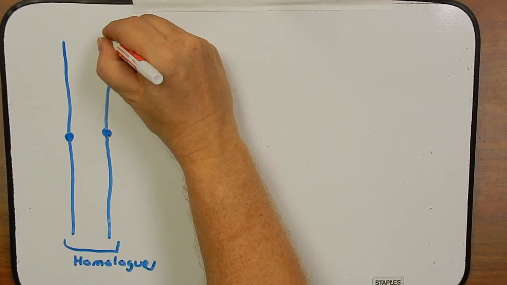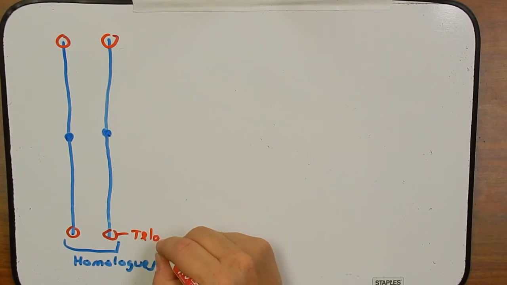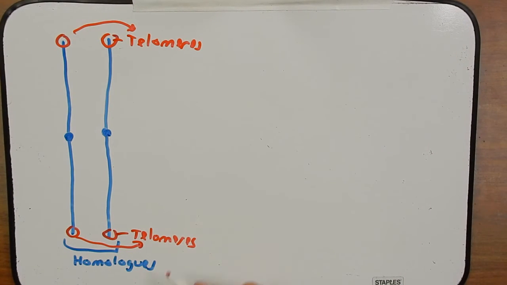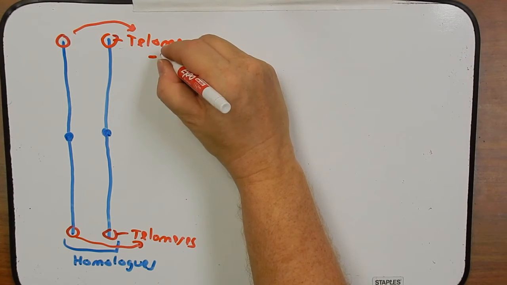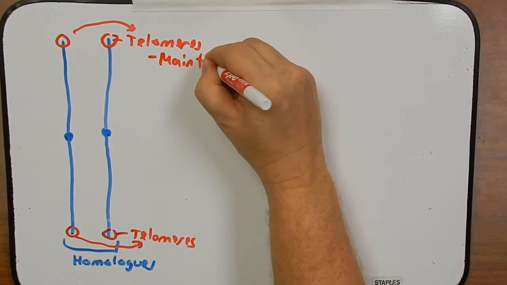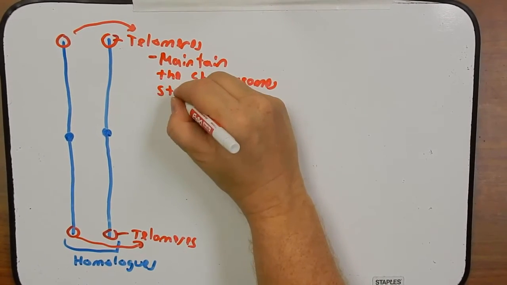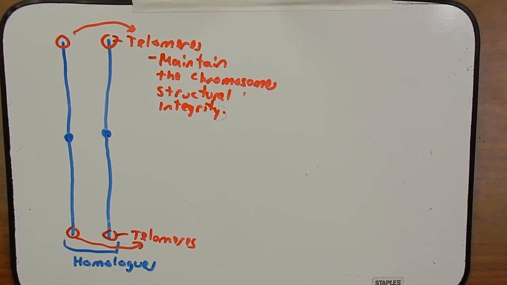I want to identify some parts for you. On these very ends here are telomeres. Every linear chromosome on their ends are structures called telomeres. Telomeres do a few things, but for now, let's just say they maintain the chromosome's structural integrity. They ultimately decide how long this chromosome and the cell that it is in will exist.